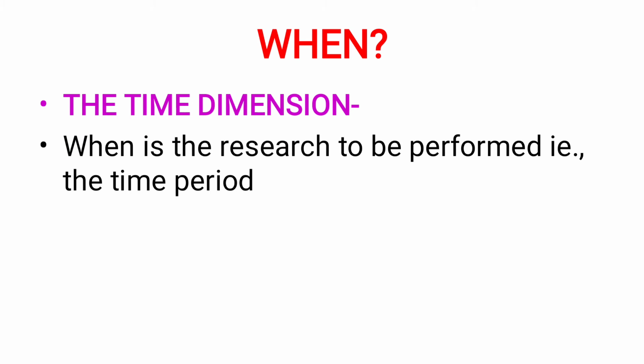Next, when you are conducting the study, what is the time period, for how long you have conducted the study, in which year or in which month you have conducted the study. So the time period comes in when, the time dimension. When is the research to be performed, that is the time period, whether it is for a month or whether it is for 2 years or 3 years or 5 years. Sometimes in PhD studies, they will be doing longitudinal studies for 7 years, like that.